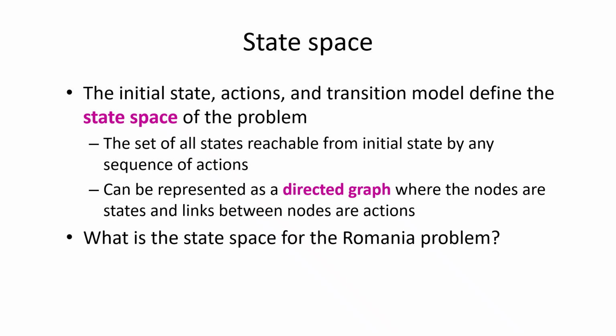Now consider the example of the Romania map. If our initial state is Arad and the actions allow us to travel between connected cities, then the state space is the collection of all Romanian cities that can be reached from Arad using the road connections shown on the map. In other words, the entire map of Romania, represented as cities and the roads linking them, forms the state space for this search problem.